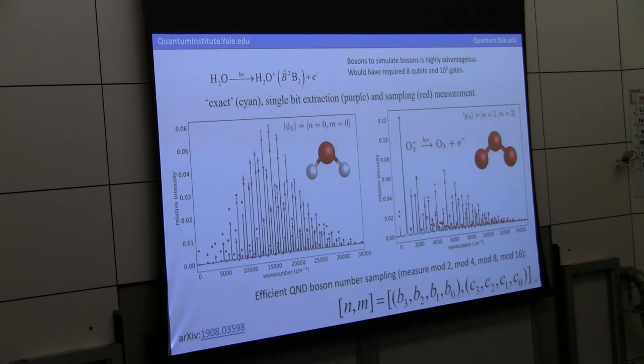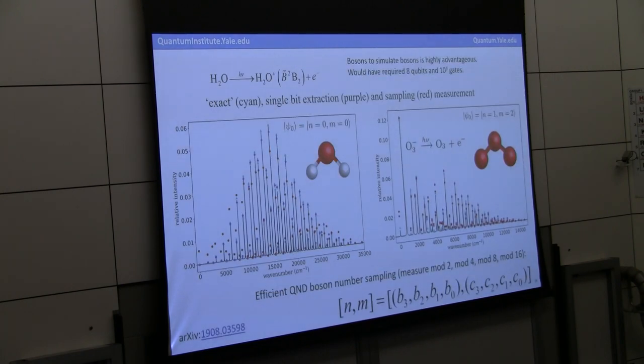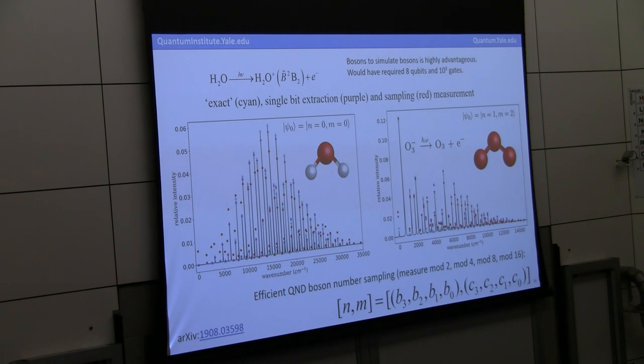Using bosons, in this case microwave photons, to simulate bosons, in this case mechanical vibrations, is very efficient. I mean, that looked like a sort of complicated circuit, but it was just squeezing and beam splitters and displacements, all of which are relatively easy for us to do. If you took the same dimension of Hilbert space, you would have needed about 8 qubits and about 1,000 gates, and that is something no discrete variable quantum computer is capable of doing these days. So it's not quantum supremacy compared to my high-performance classical computing cluster, but it's supremacy over Google and IBM.